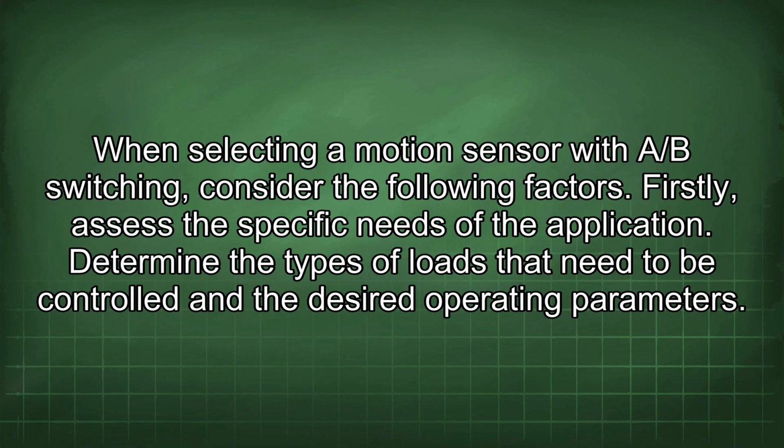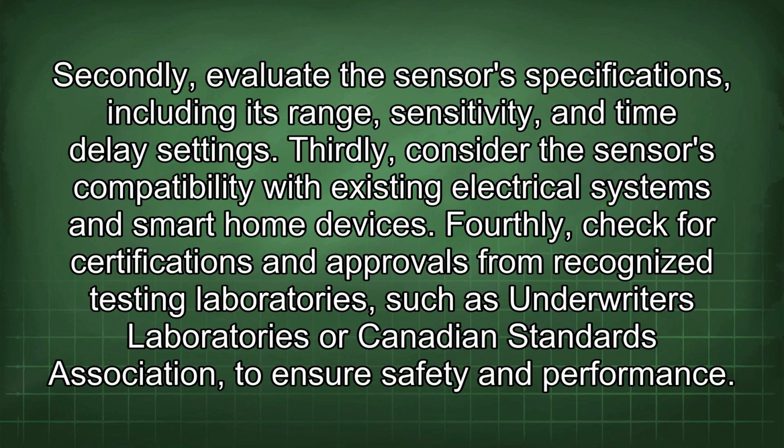When selecting a motion sensor with A/B switching, consider the following factors. Firstly, assess the specific needs of the application. Determine the types of loads that need to be controlled and the desired operating parameters. Secondly, evaluate the sensor's specifications, including its range, sensitivity, and time delay settings. Thirdly, consider the sensor's compatibility with existing electrical systems and smart home devices.